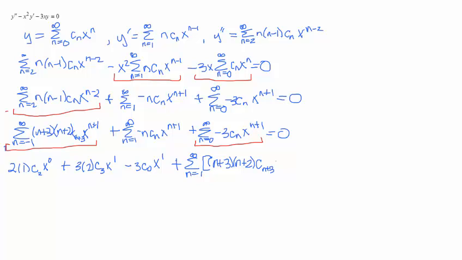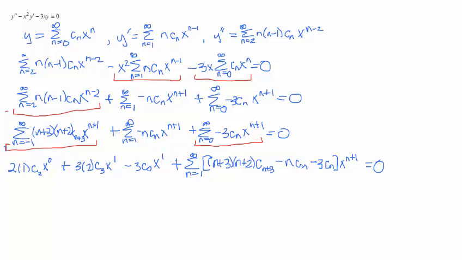And then from the second series, I have minus n times cn, x to the n plus 1. And then from the last series, I have minus 3 cn, and all that is times x to the n plus 1. That's just collecting the coefficients for the x to the n plus 1 terms, and then the whole thing is equal to 0.